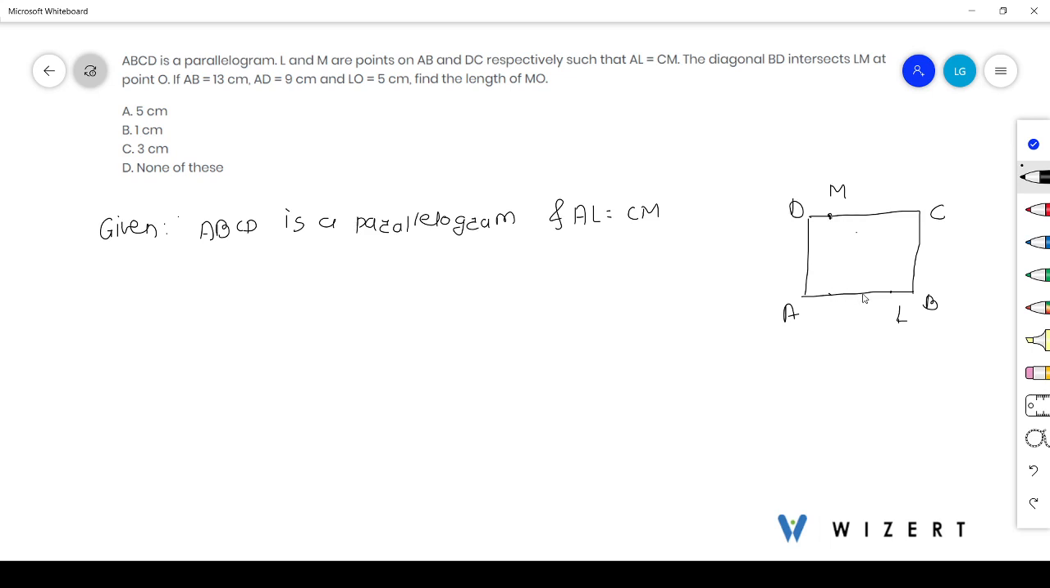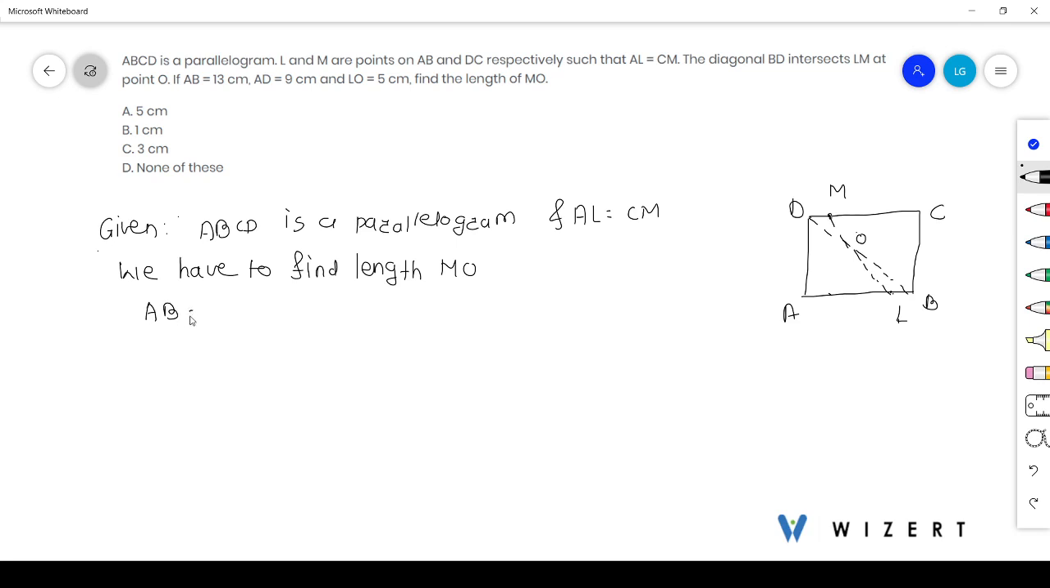Then the diagonal BD intersects LM at point O here. Okay. Now here we have to find the length MO.